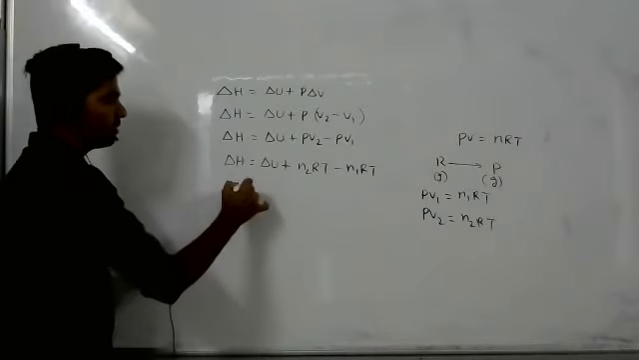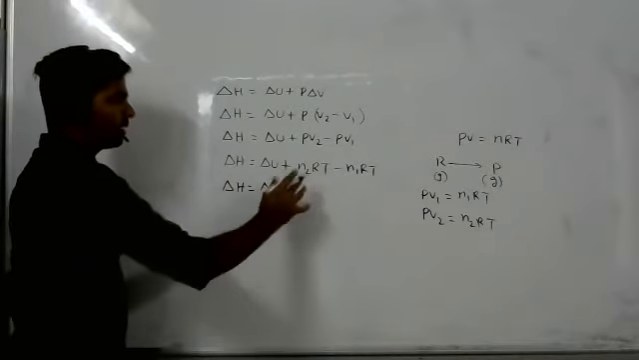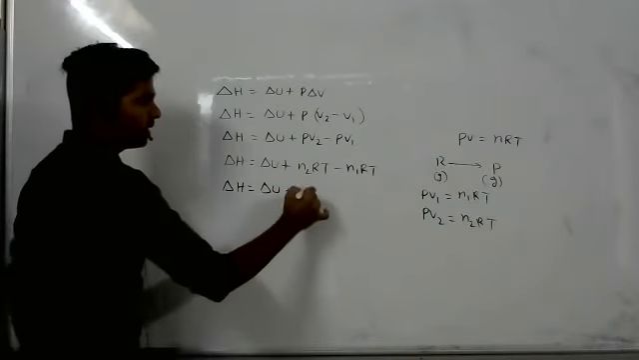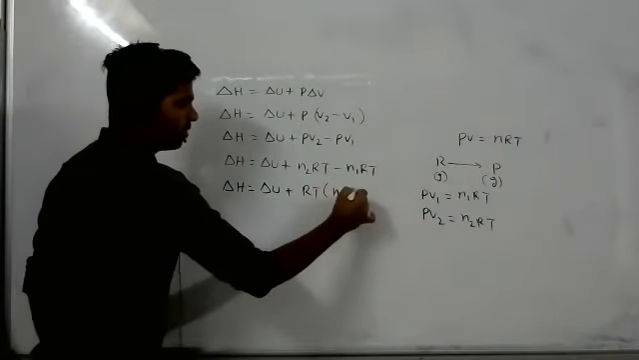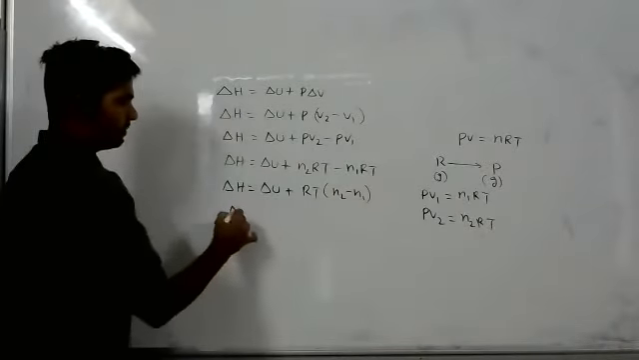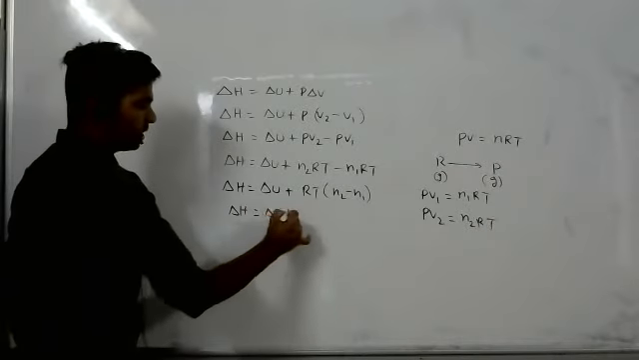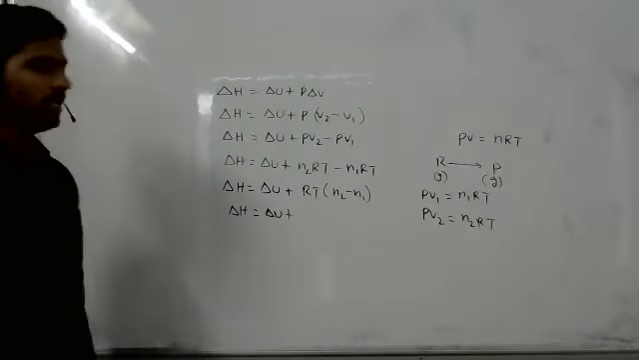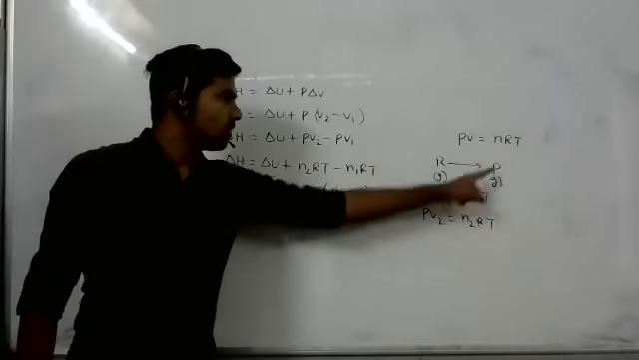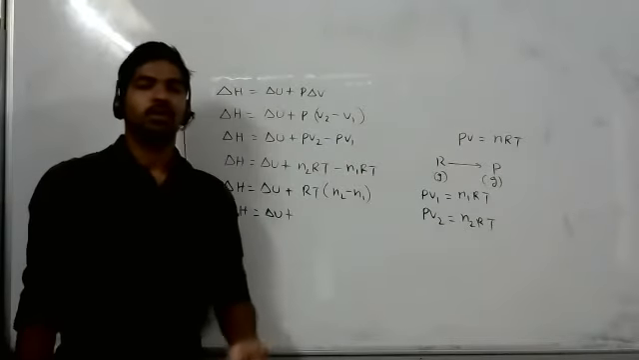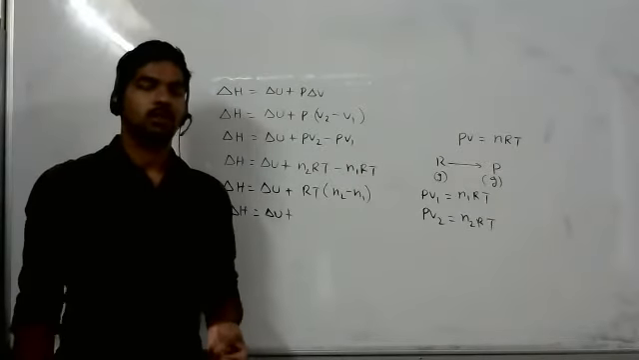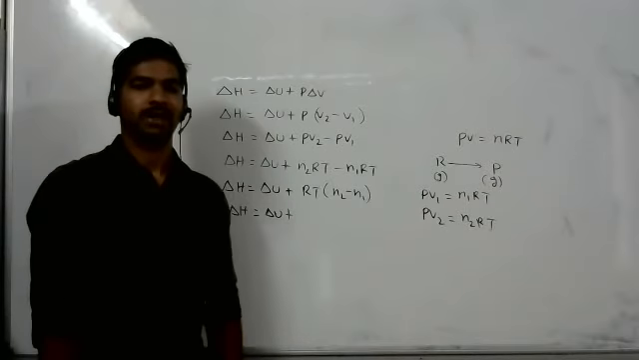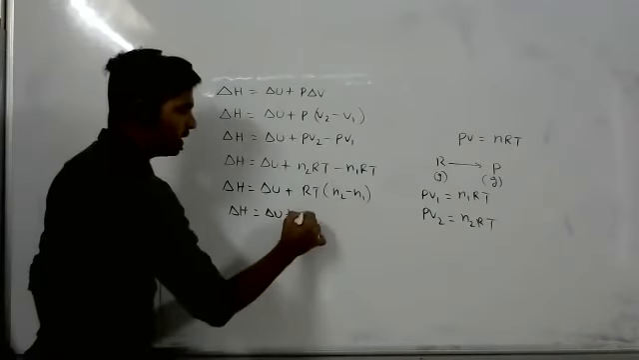So delta H is equal to delta U plus RT taking common, then N2 minus N1. Delta H is equal to delta U plus RT into N2 minus N1. That indicates the change in number of moles, the change in number of moles of gaseous product minus gaseous reactant. So instead of this, we are writing delta Ng.